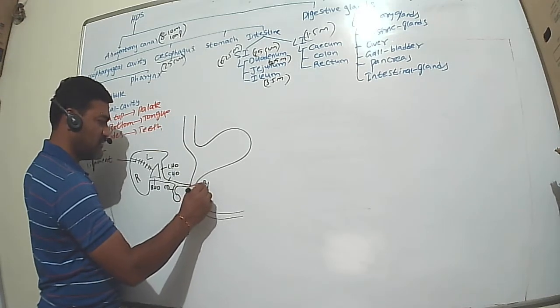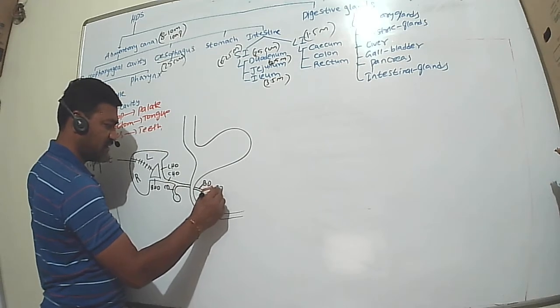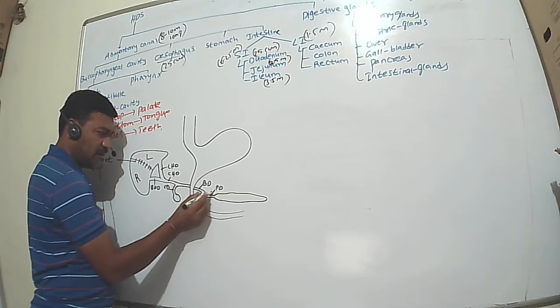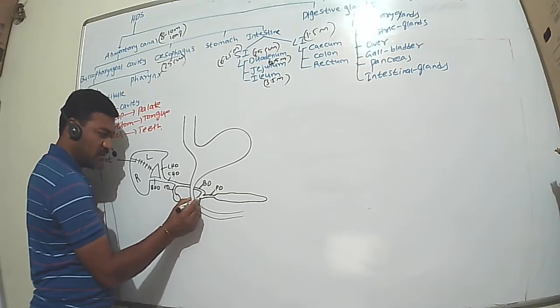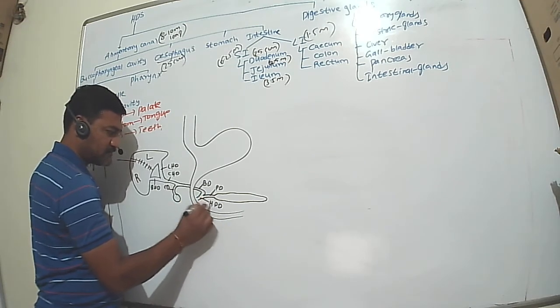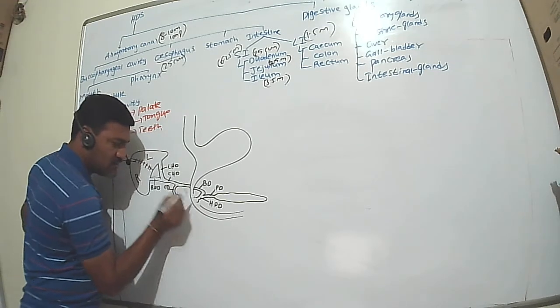This is the bile duct, and that bile duct will join with the pancreatic duct. This is the pancreatic duct, at the end of which you have the pancreas, and the bile duct and the pancreatic duct both join to form what is called the hepatopancreatic duct. And that hepatopancreatic duct opens into a small sac.